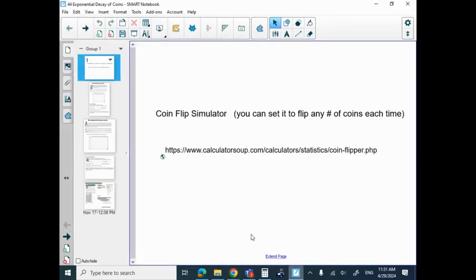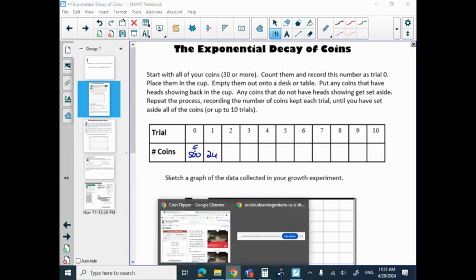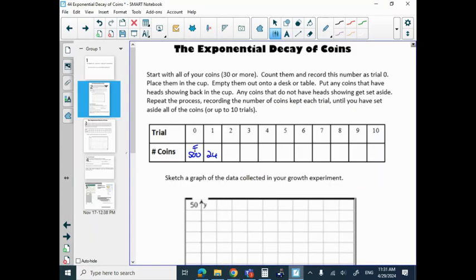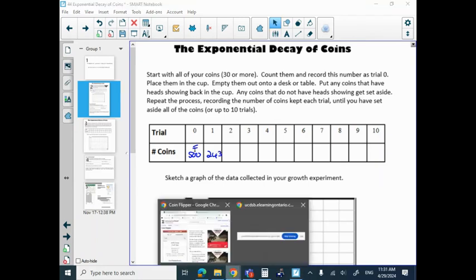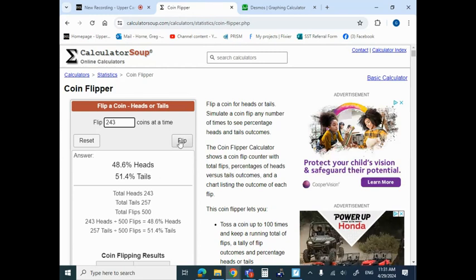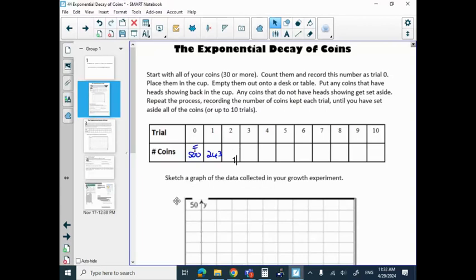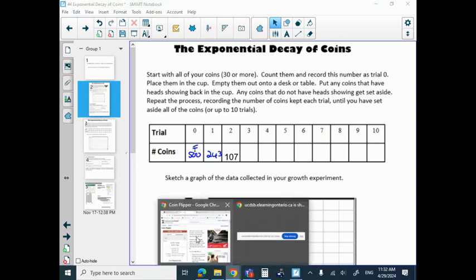So that means that in my table here, I have 500 as a starting value and 243 as my second number. And then of course you can just change the number of coins to 243. Flip, and I end up with 107. So maybe I'll just type it by hand, 107.